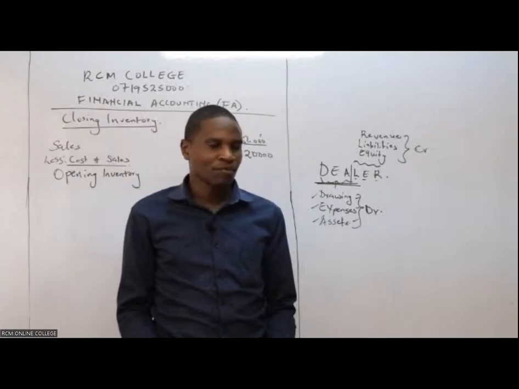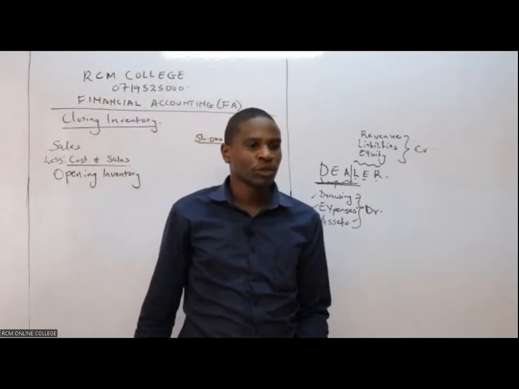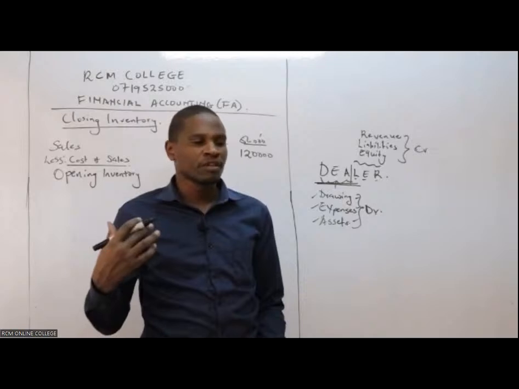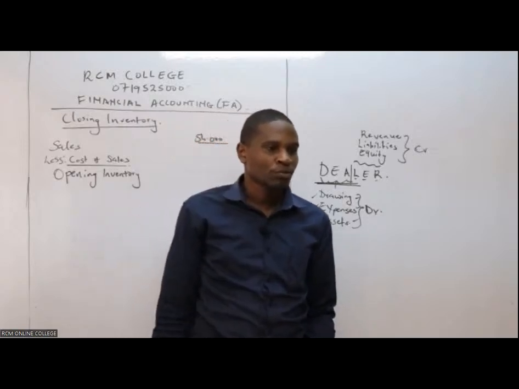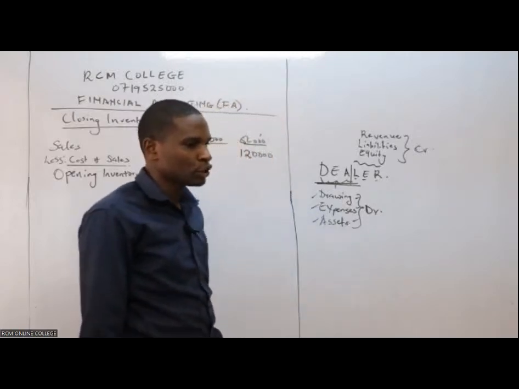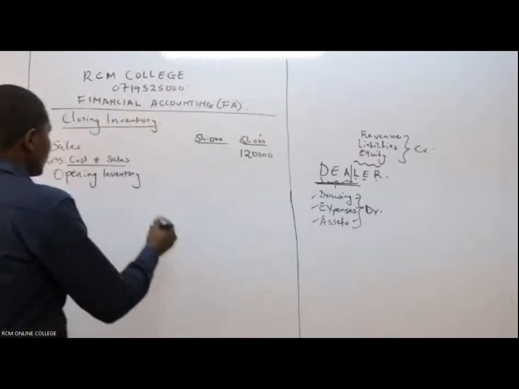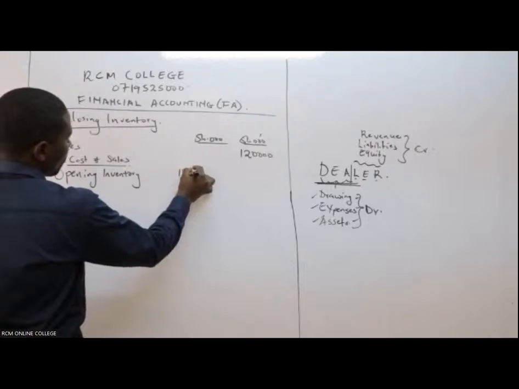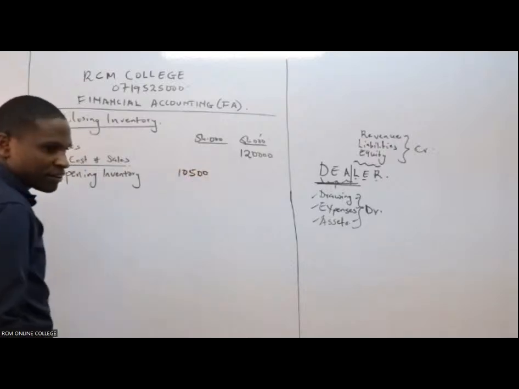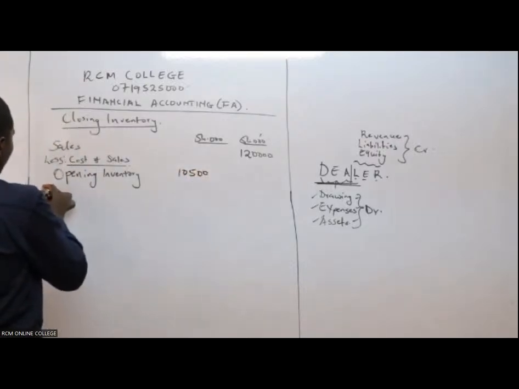Already that is provided by the examiner. From the question, give me the value of opening inventory. Very fast. For those people who have taken a screenshot, I don't know whether you can see, we have 10,500. Can you see that? 10,500 as our opening inventory. Then we add purchases.